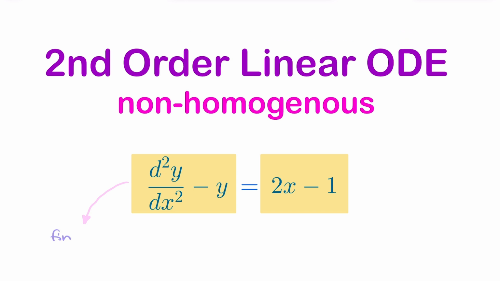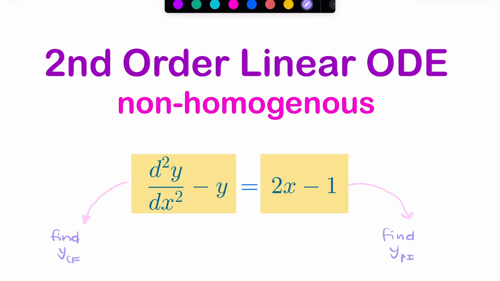We need to find YCF, the complementary function, and we need to find the particular integral. So we'll call that YPI. So YCF is your general solution, and YPI is your particular solution, your specific solution. So we're going to use the left-hand side to find the general solution, YCF.